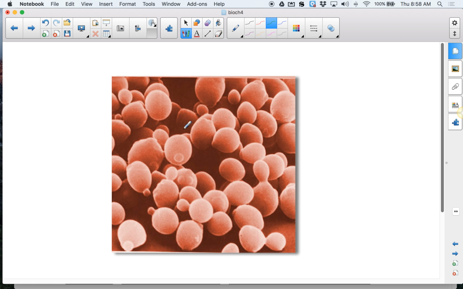So this is what yeast look like at a microscopic level. If you've ever seen yeast, it looks like kind of a powder. But those are actually granules of a whole bunch of little yeast cells. So this is what yeast actually look like under a microscope. Tiny little one-celled organisms.